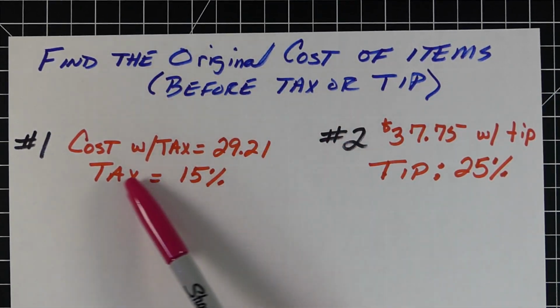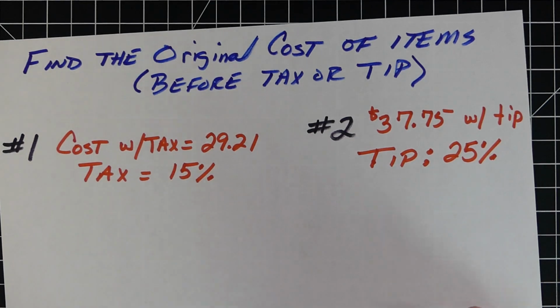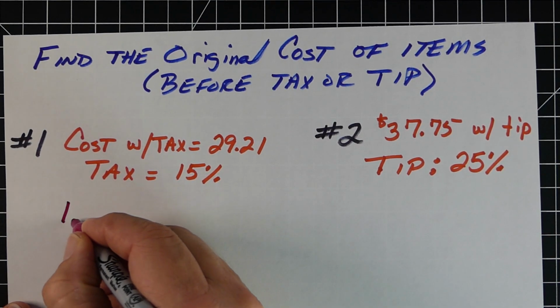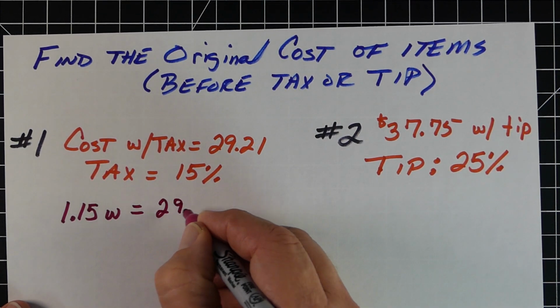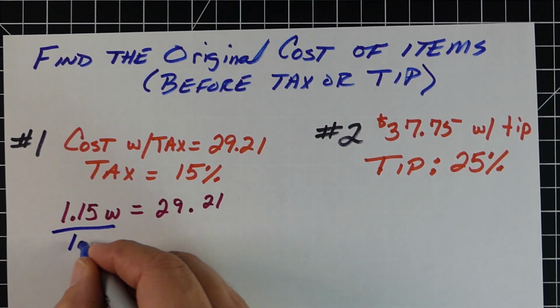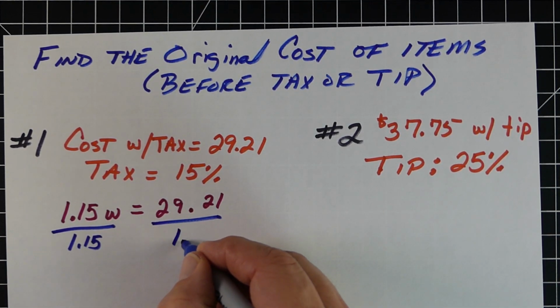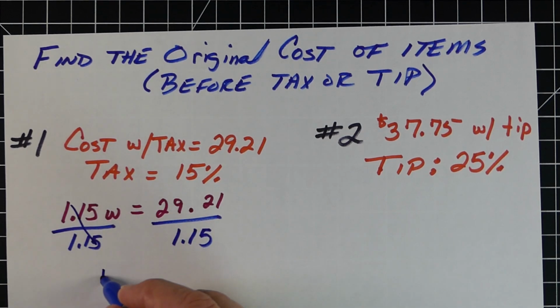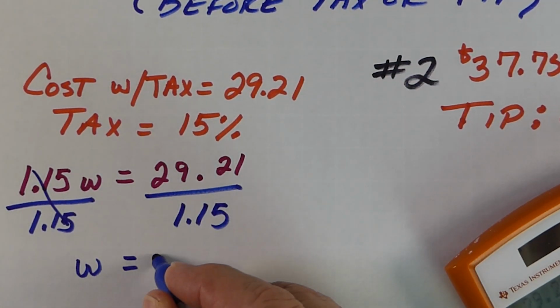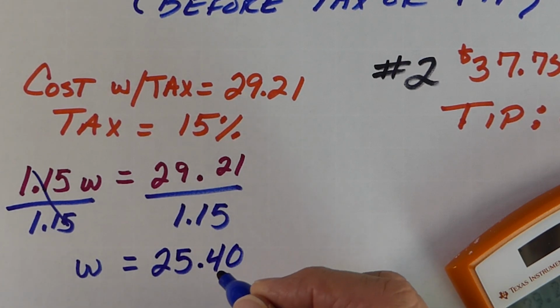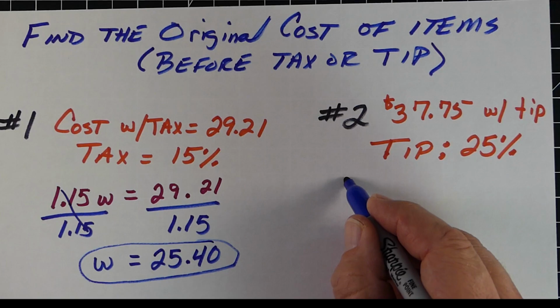All right, so we have 4 practice problems coming up here. The first two I solve with equations. The last two I solve with a kind of shortcut method. So you can see here, we have a $29.21 cost with tax, and we know it's 15% tax. So we're going to use 1.15, and the 0.15 is the percent. 1.15 W equals 29.21. I divide both sides by 1.15. When I do that, I'm going to end up with W on the left side equals, and if we take our 29.21 divided by 1.15, we end up with $25.40. So that was the original cost of this item before tax.